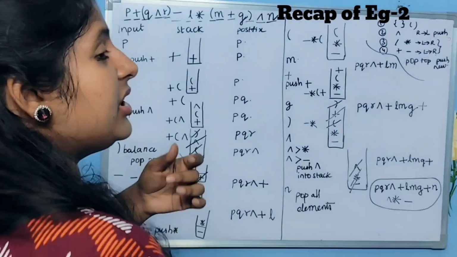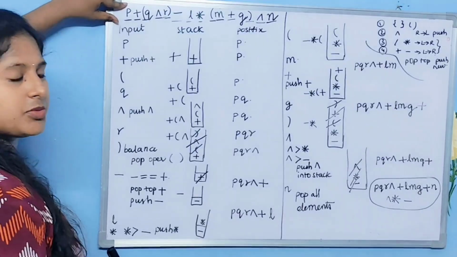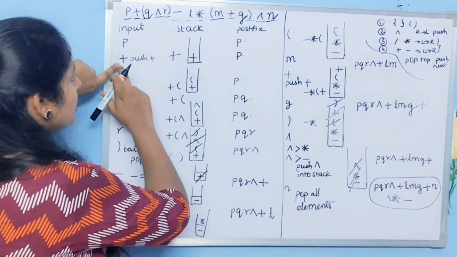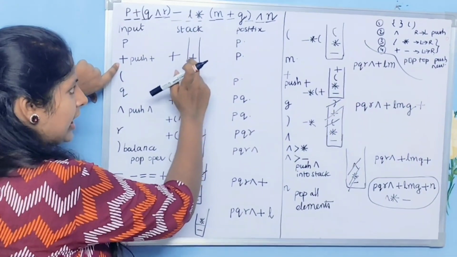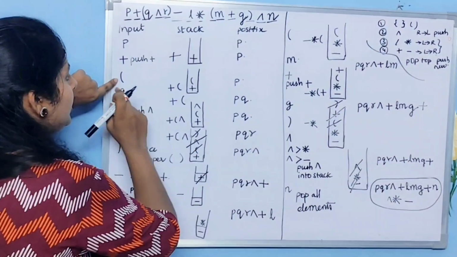So let me give a recap of what is happening here. First, I have considered an expression. So the first operand is P. I've directly added P into postfix. Now the next one is plus. Since the stack is empty, I can directly add it into the stack. Now there is no change. I've written P as it is.